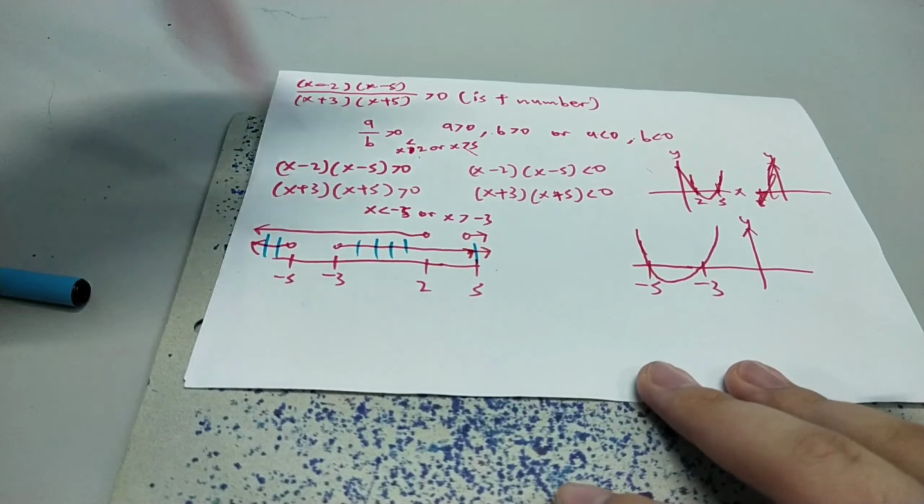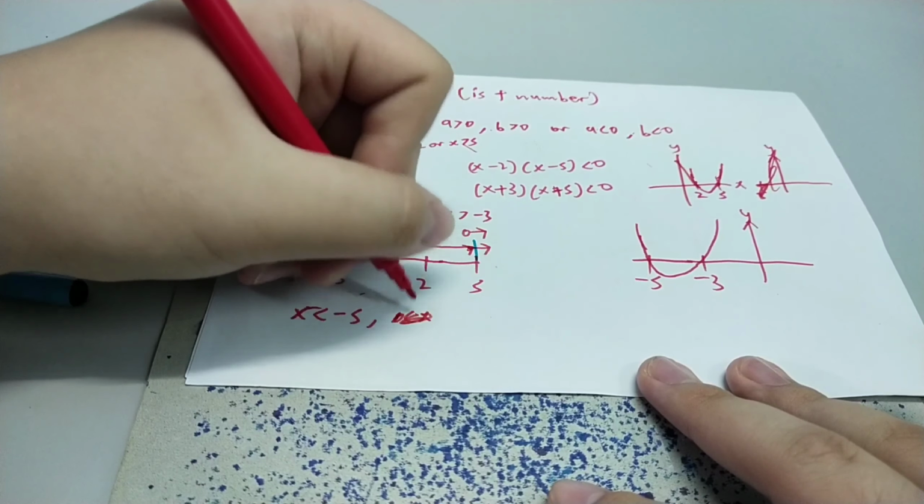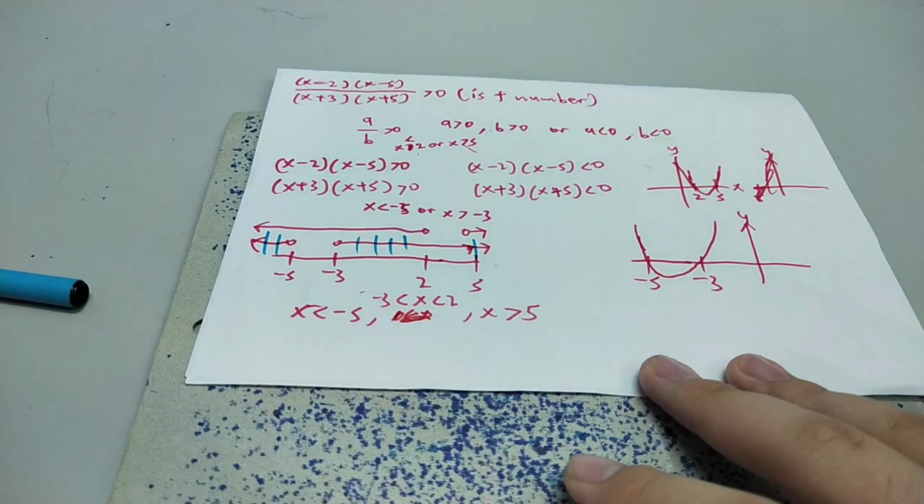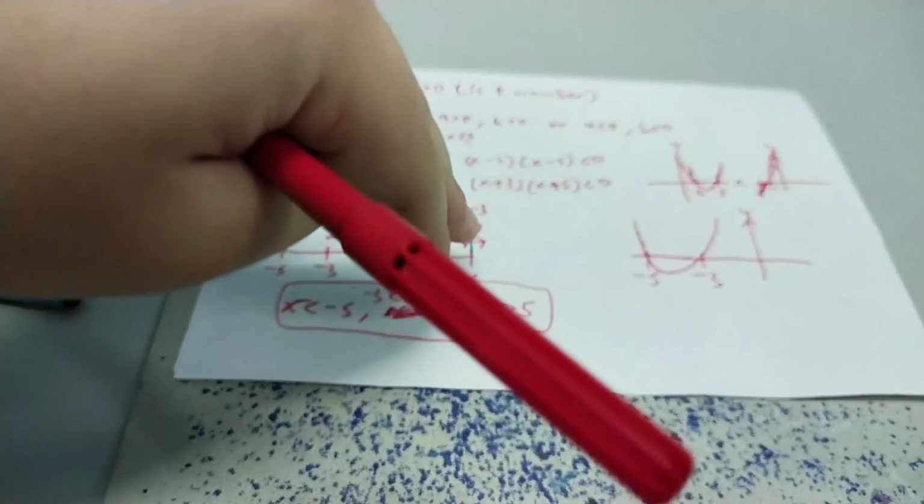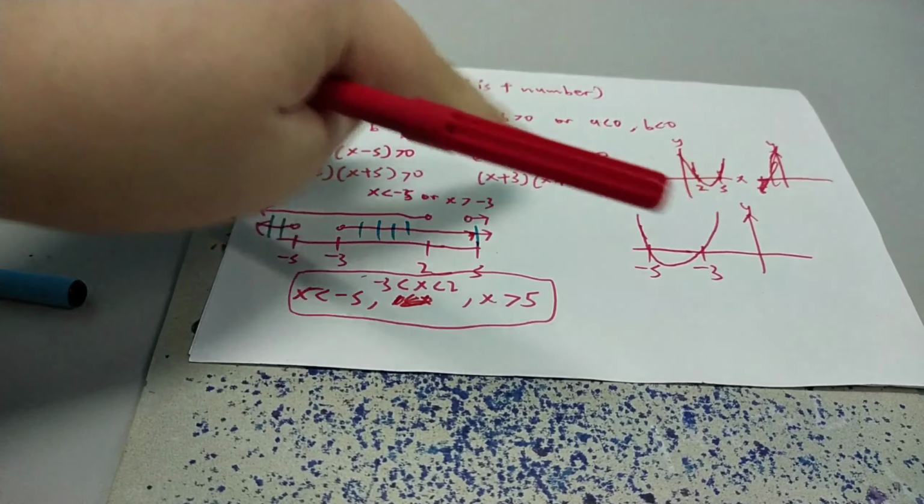So the answer is going to be x is less than negative 5, x is in between negative 3 and 2, and x is bigger than 5. So this is the first case, and I need to check the second case, isn't it?